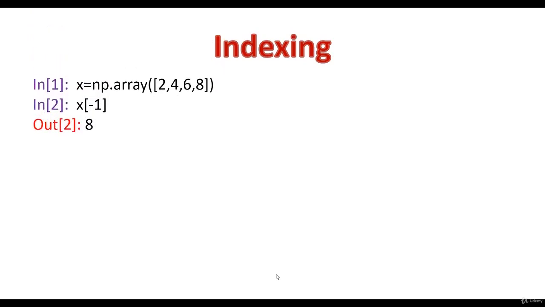Indexing of array. Indexing of an array is similar to the indexing of a list. You can use both negative indexing and positive indexing. For this example, to access the last element, I am writing the array object with -1 under square brackets. Instead of this, you could have written 0, 1, 2, 3.